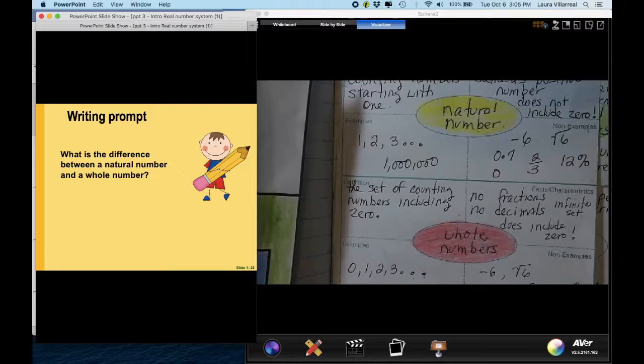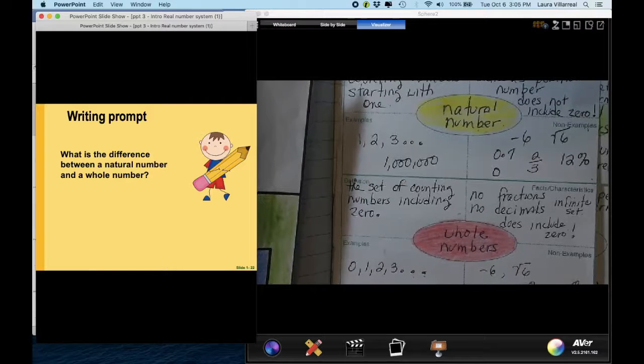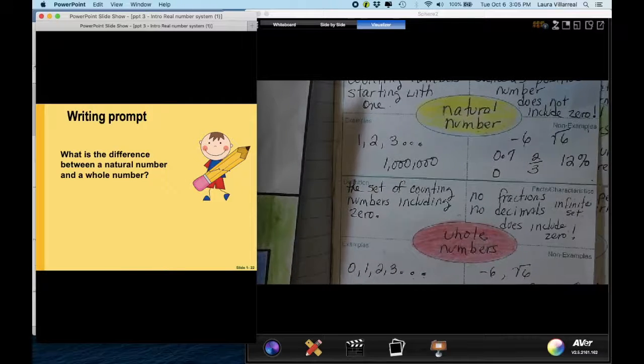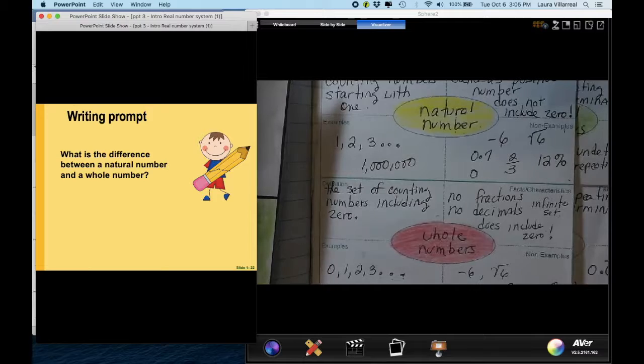Remember, if you need to pause the video at any time to complete your prompt, feel free to stop the video.